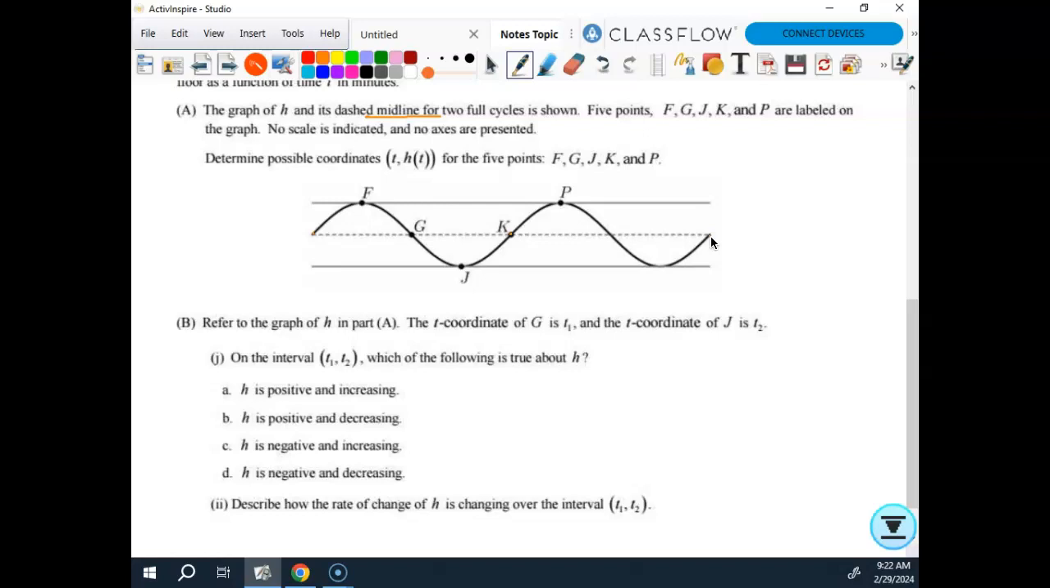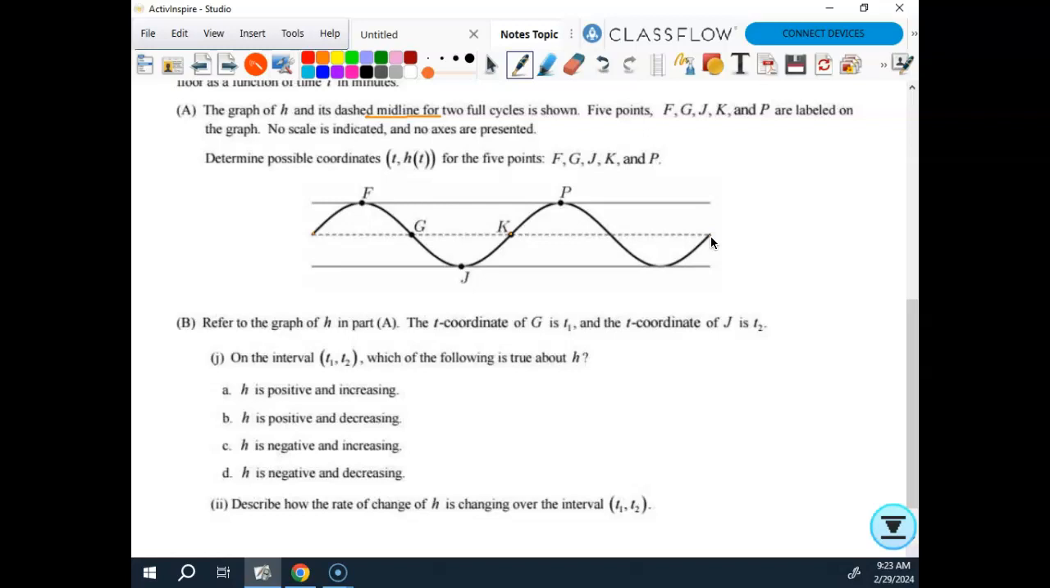So I got 2 full cycles there, right? So 5 points F, G, J, K, and P are labeled on the graph. No scale is indicated and no axes are presented, which means I don't know what the scale is, and I'm not saying that any one of these 3 is the x-axis. That's what it's getting at. They're there just so you understand the graph and how things work.